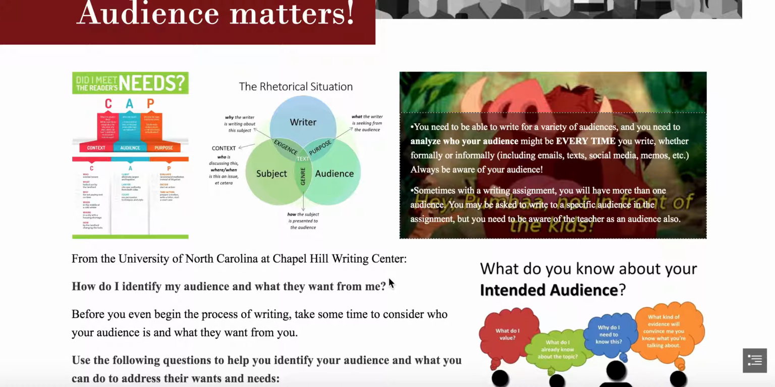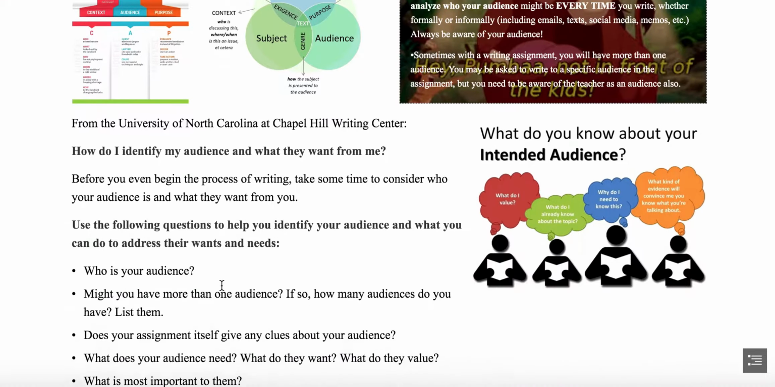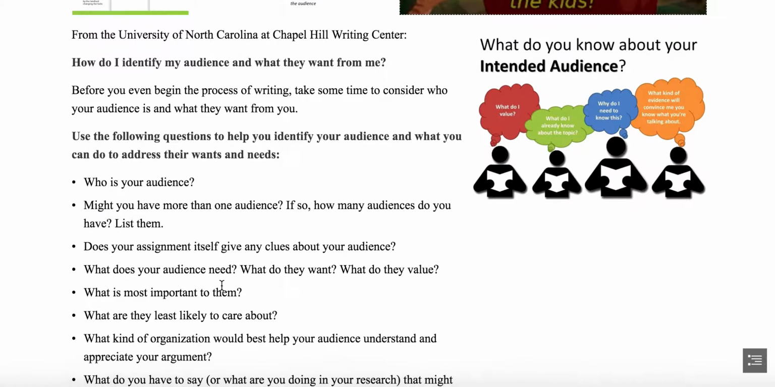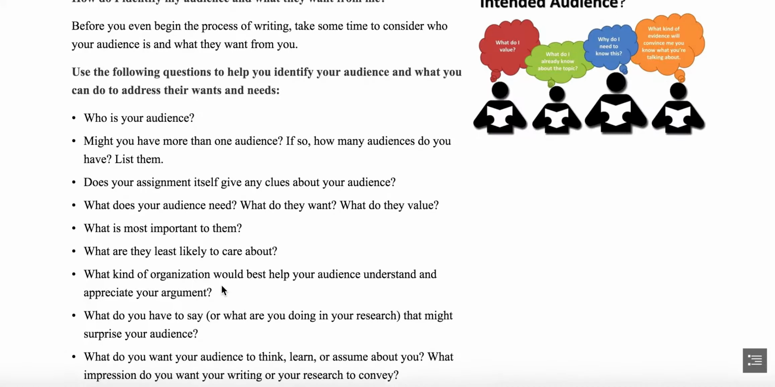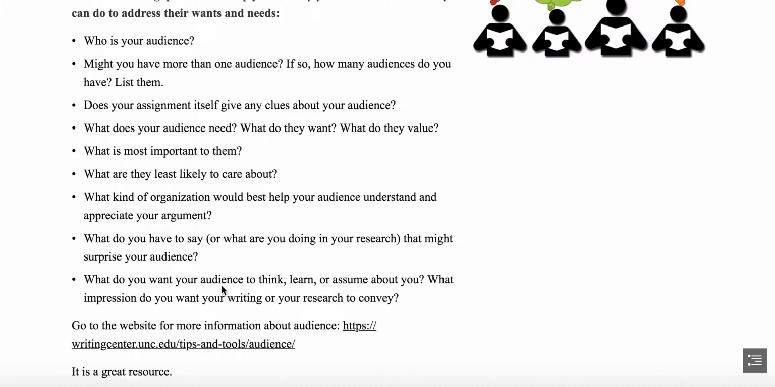So, you need to be thinking about what your readers' needs are. And I love this information. This is from the University of North Carolina. How do I identify my audience and what they want from me? Before you begin the process of writing, take some time to consider who your audience is and what they want from you. And so here are some questions to help you think about your audience. Who is your audience? Might you have more than one audience? We talked about that. Does your assignment itself give any clues about your audience? Sometimes a very specific assignment will.